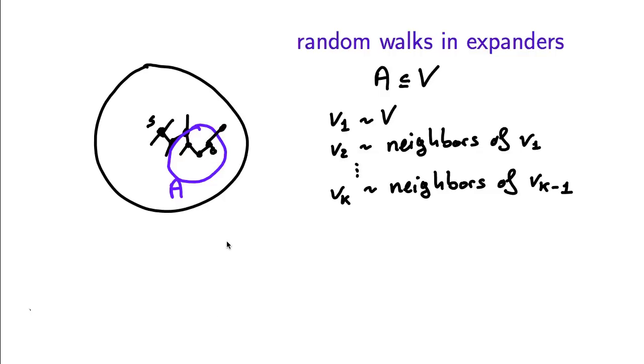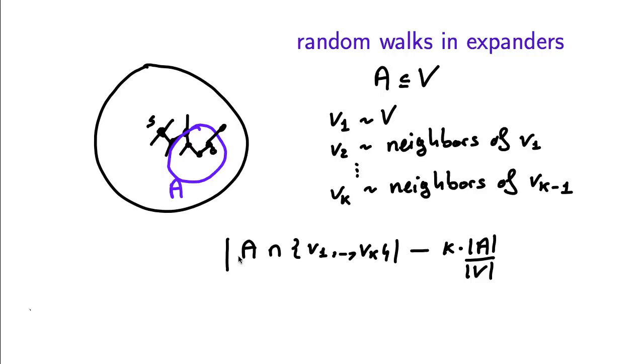So we might be looking at the cardinality of the intersection between A and the vertices generated by the random walk. This is a random variable whose sample space is the set of random walks in the graph. Well, the expected number of times that we hit A will be k times the density of A. And it turns out that the difference between the actual number of times that we hit A and this expectation is usually not very large.